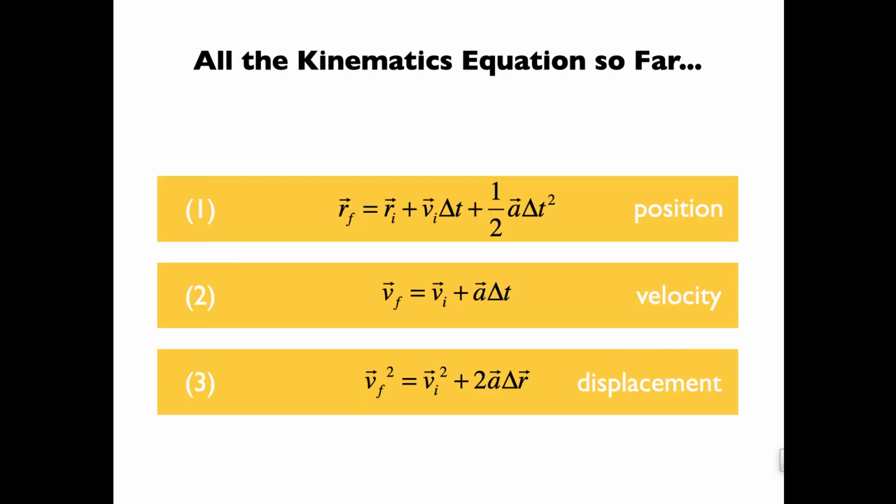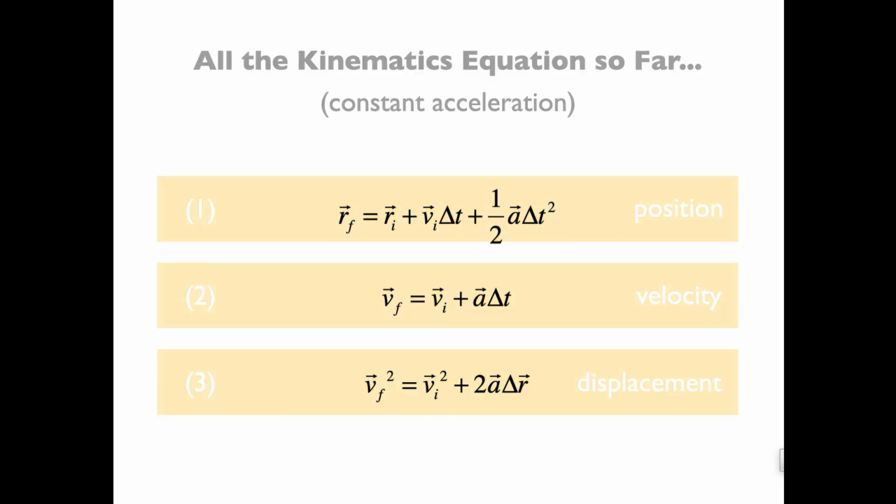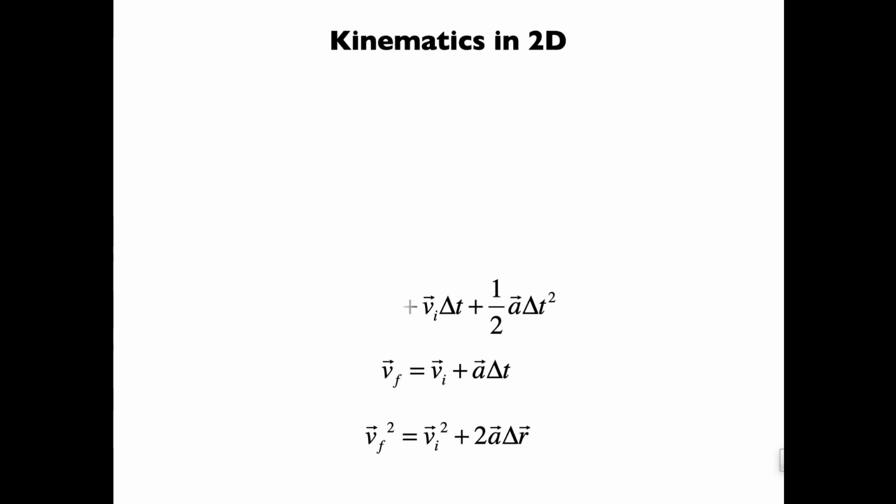So remember, we did all of these. These are the ones we derived in the last chapter. These are our kinematics equations. Now they're written in full vector form. How many do we have in 2D? 6. 6, right? So we have the x ones.